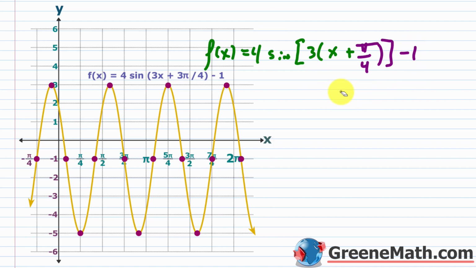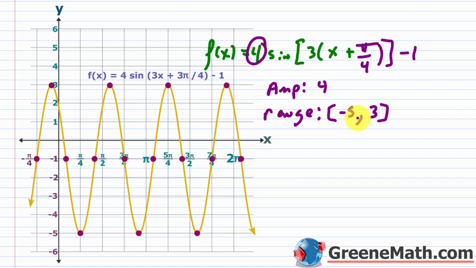So if we think about this, we can get our amplitude. Again, we know that that is going to come from this number right here. The absolute value of 4 is 4. And normally, if we don't have a vertical shift, that's going to tell us the maximum and the minimum, so we would know it would be 4 and negative 4. So the range here is going to change because of this minus 1. Instead of 4 and negative 4, everything is shifted down by a unit. So now, instead of 4 for the maximum y value, you're going to have 3. Instead of negative 4 for the minimum y value, you're going to have negative 5. So your range is going to be from negative 5 to positive 3. Keep that in mind.